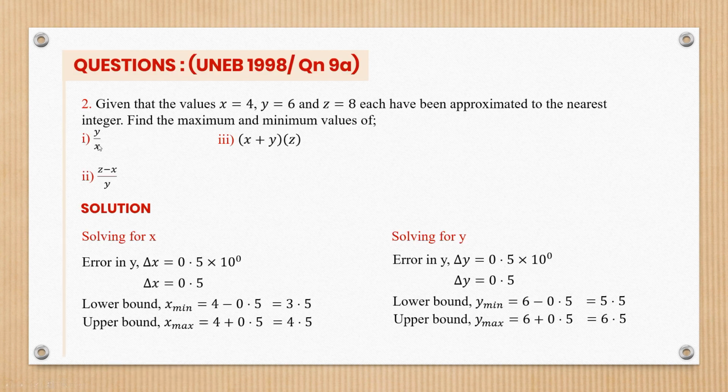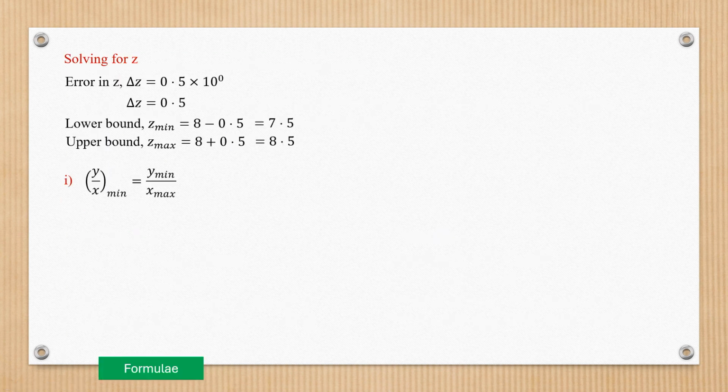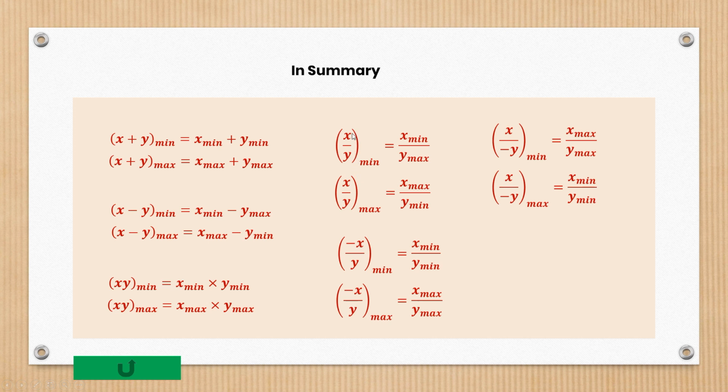So in the very first one, we've been told to find y over x. So we're going to first find the minimum, and then we shall find the maximum of y over x. So now y min, as you remember from the formulas, shall now be y min over x max. We can actually confirm that. We actually look here, so we shall have the min over the max for that case.